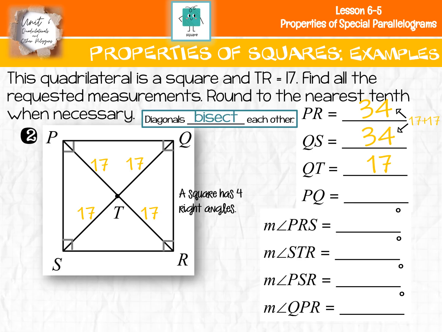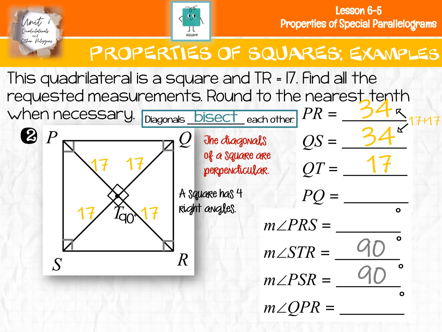Let's see, a square is 4 right angles. So this gives us a 90 degrees. Measure of angle PSR is 90 degrees. And diagonals of a square are perpendicular. So that gives us measure of angle STR is 90 degrees. Other angles, those are going to be 45 degrees because diagonals bisect opposite angles.